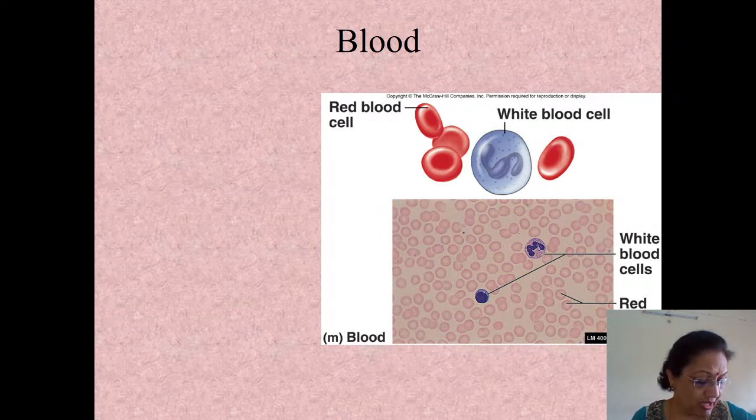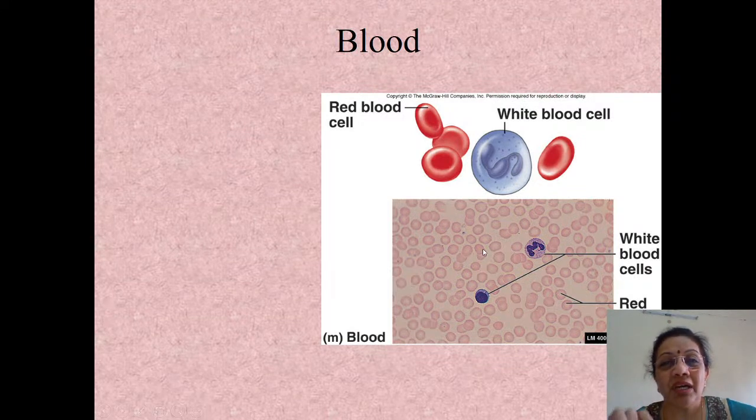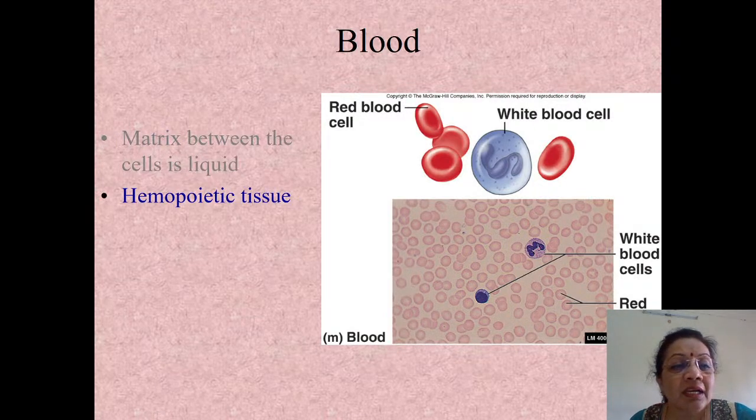Okay, I'll just run through blood because that's not part of what you see in anatomy, but you will see it in great detail in physiology. There are red blood cells and white blood cells. They will look like that in a peripheral smear. You take a drop of blood, put it on a slide, smear it, and stain it, and that's how you will see it. The matrix, like I mentioned before, is a liquid flowing matrix called plasma.